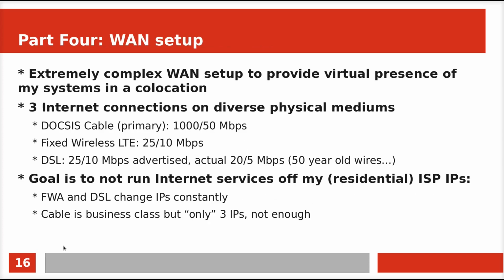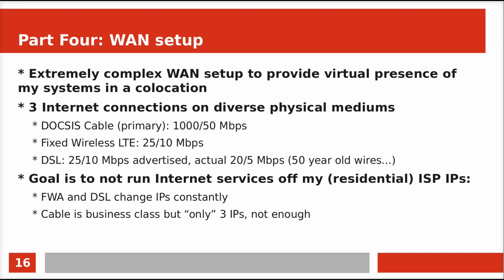And now on to the last section of the video, where I talk about the WAN setup. I've mentioned a couple times in the last video and in this video that I have 3 WAN connections. I have an extremely complicated WAN setup, and the whole purpose of this is to provide a virtual presence of my home lab as if it was in a co-location. And I have the redundancy I'd expect from a colo, even though I'm just on a bunch of residential internet connections. So I have 3 internet connections here on 3 different physical mediums.